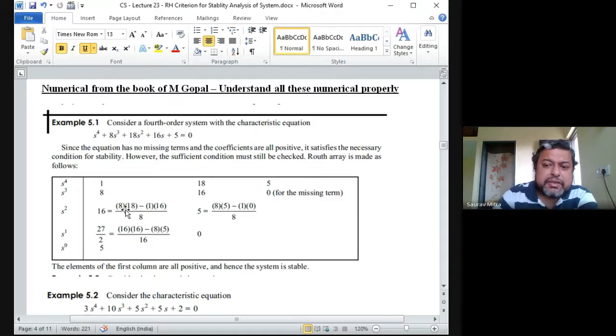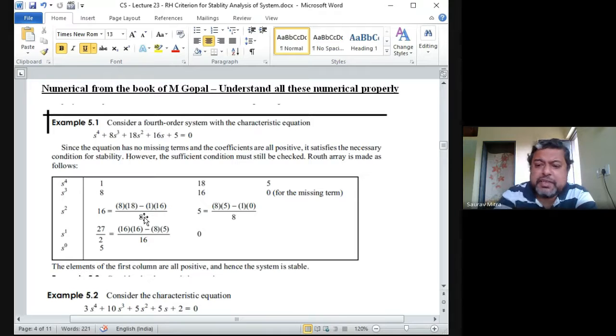Everywhere below, everywhere, you have to take the bottom left multiplied by top right minus top left multiplied by bottom right. So 8 into 18 minus 1 into 16 divided by the bottom left element. So bottom left 8 multiplied by top right, that is 18, minus top left 1 multiplied by bottom right. Okay, divided by the bottom left element. Okay, so 8 into 18 minus 1 into 16 by 8.